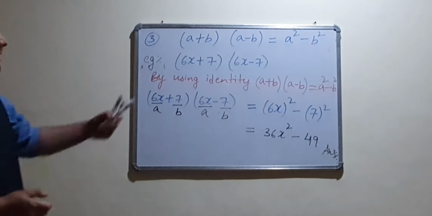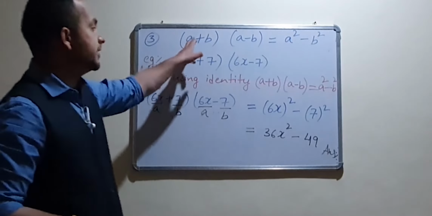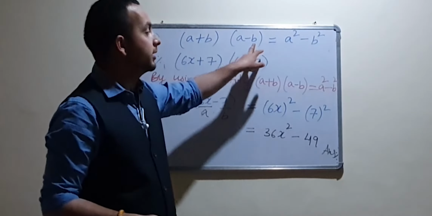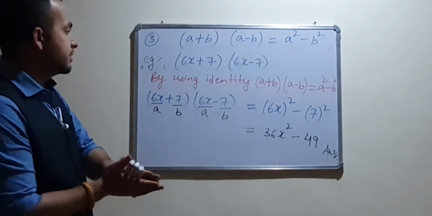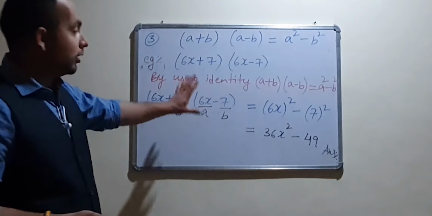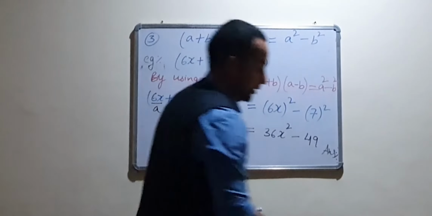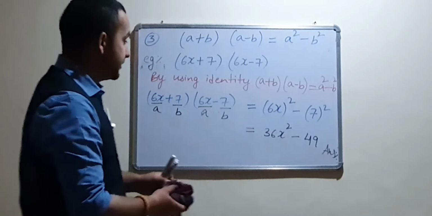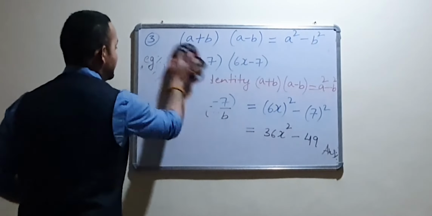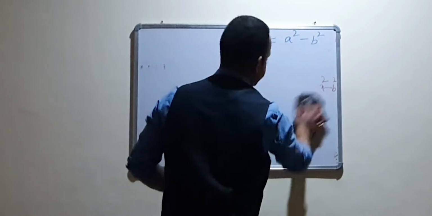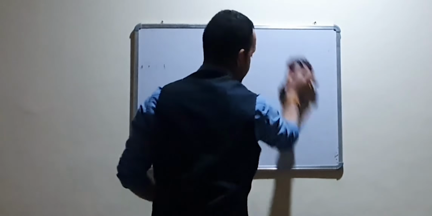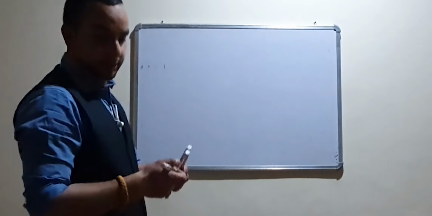So using the identity (A plus B)(A minus B) equals A square minus B square, we solved this question on the basis of the third identity. Now we are left with the last identity, and you have to mark it up.